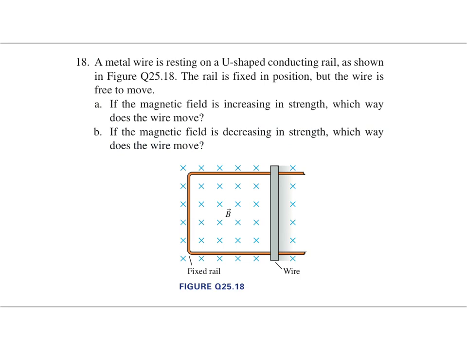Here's another one, and this is one that has to do with induction, okay? So, question. There's a conducting rail and there's a wire on it. If the magnetic field is increasing in strength, which way does the wire move? If the magnetic field is decreasing in strength, which way does the wire move? This is one that we've done previously, but I want you to remind yourself of the details. How do you do this one? And as I say, it's a magnetic induction problem.